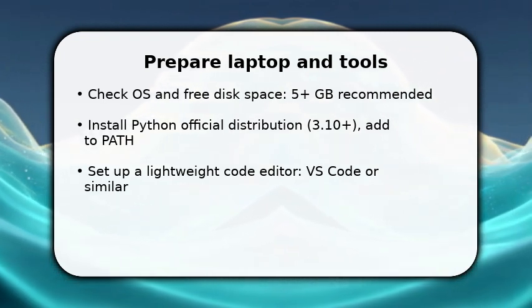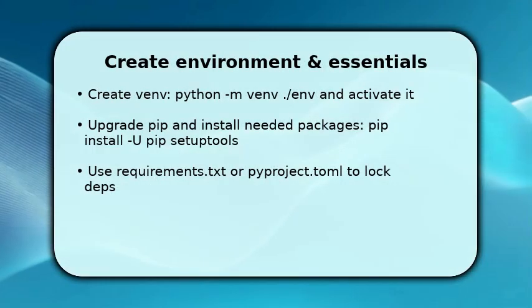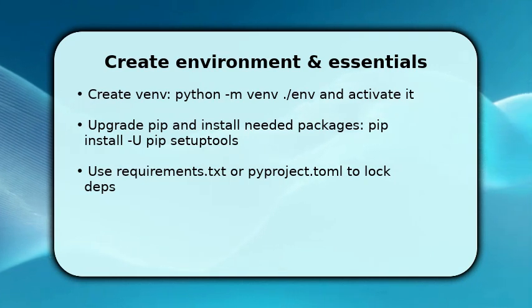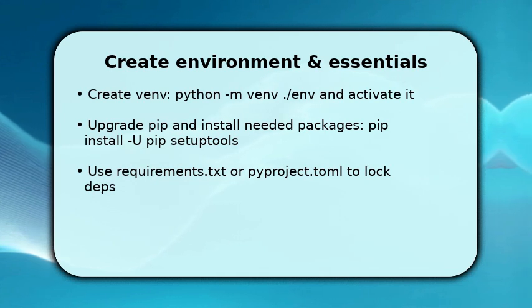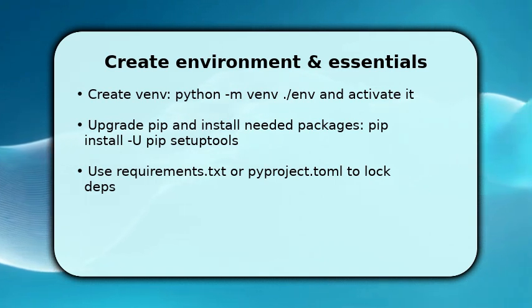You now isolate projects by creating a virtual environment. Run python -m venv and activate it so dependencies don't conflict. Once activated, upgrade pip and setuptools to ensure smooth package installs, then install the libraries you need. Use requirements.txt or pyproject.toml to record versions. This preserves reproducibility across machines.